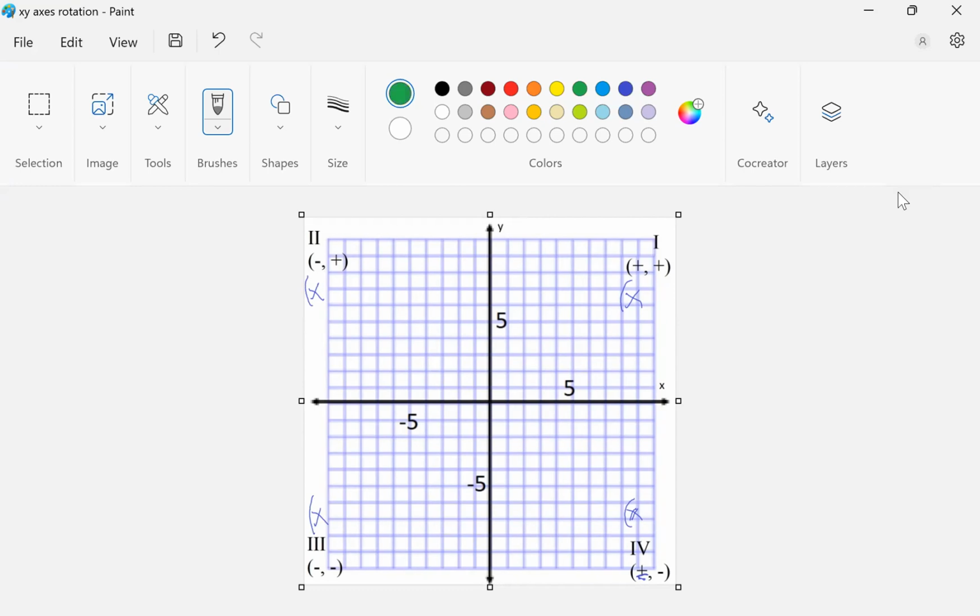And then for the Y values, in the first quadrant, also positive. In the second quadrant, that's where Y is positive again because it's above the X-axis, but then down below the X-axis, now Y is negative. And then on the other side, in the fourth quadrant, same thing, Y is negative below the X-axis.